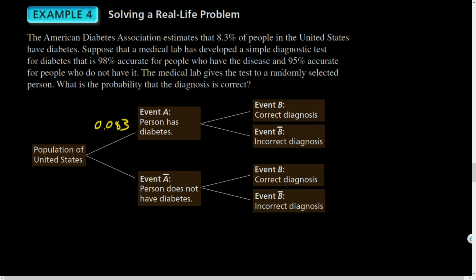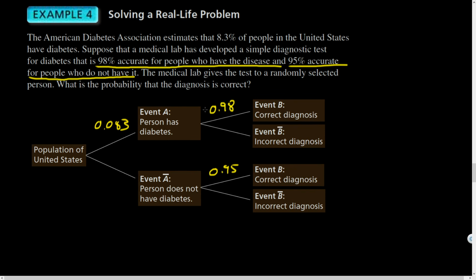Suppose that a medical lab has developed a simple diagnostic test for diabetes that is 98% accurate for people who have the disease. So if you have diabetes and take the test, it's 98% accurate that you get the correct diagnosis. And so 0.98 would go here. It's 95% accurate for people who don't have it. So imagine you don't have it, you will get correctly diagnosed 95% of the time. You will be correctly told you don't have diabetes.